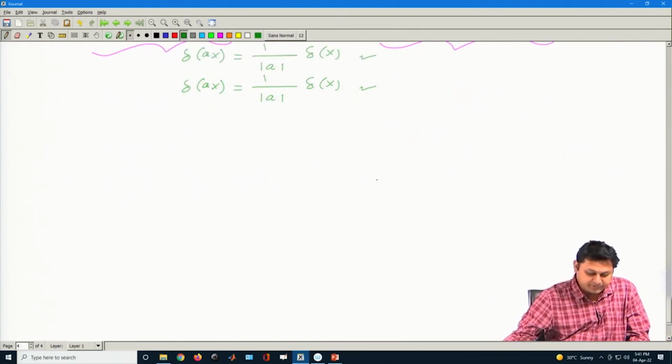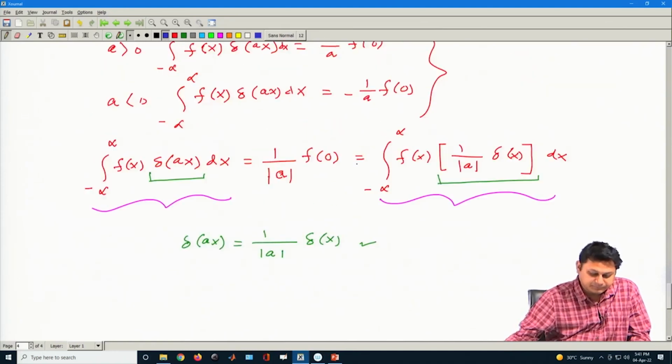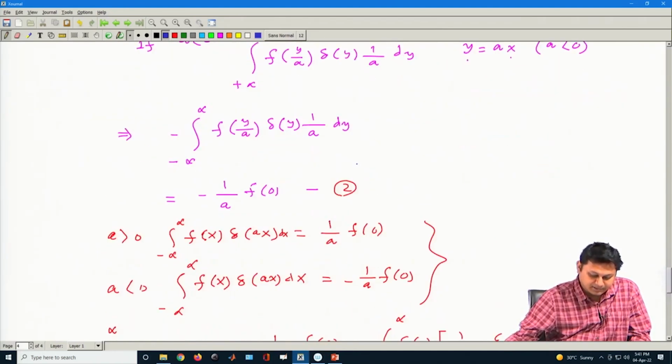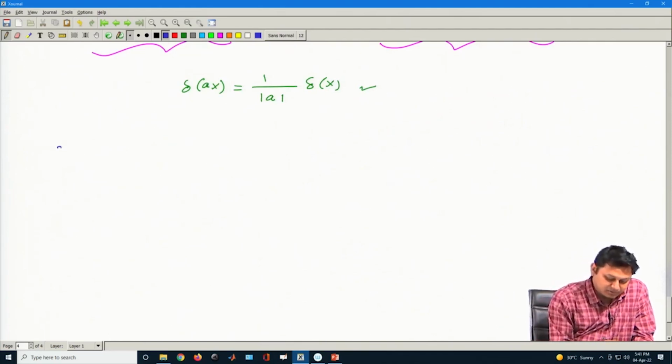Okay, next I want to extend this part to another identity, but I am not going to prove this identity. So, that identity is this one.